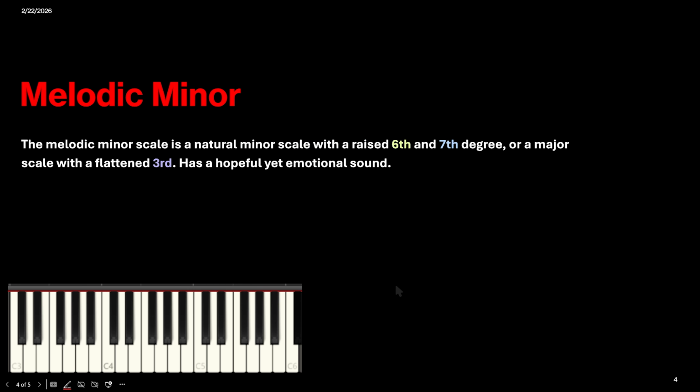Okay, so the melodic minor scale is a natural minor scale with the sixth and seventh degree raised, or a major scale with a flattened third. Once you get familiar with your natural minor scales, you won't even need to pay attention to it being a major scale with a flattened third. You could just base it off the minor scale. But for now, I made sure you would know it's a flattened third with a major scale. And it has a hopeful yet emotional sound. So this is how the C melodic minor scale sounds.